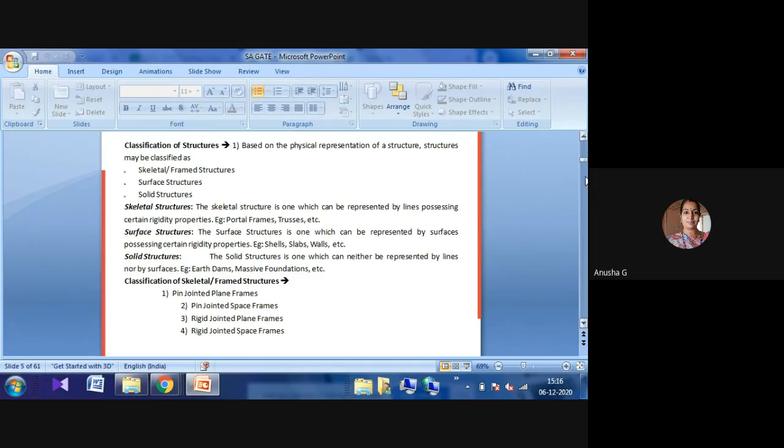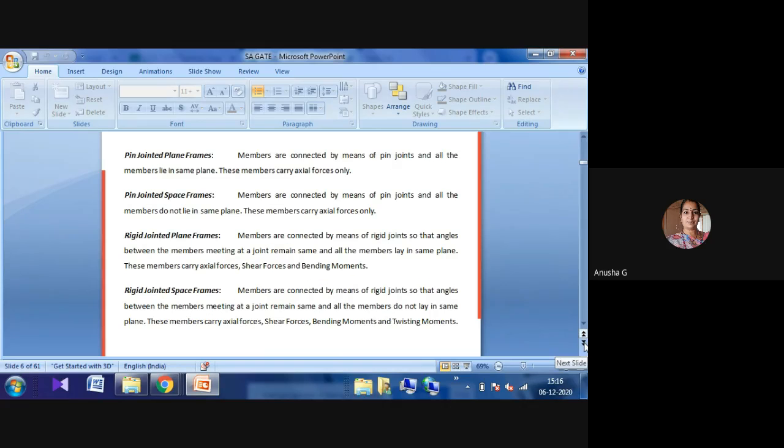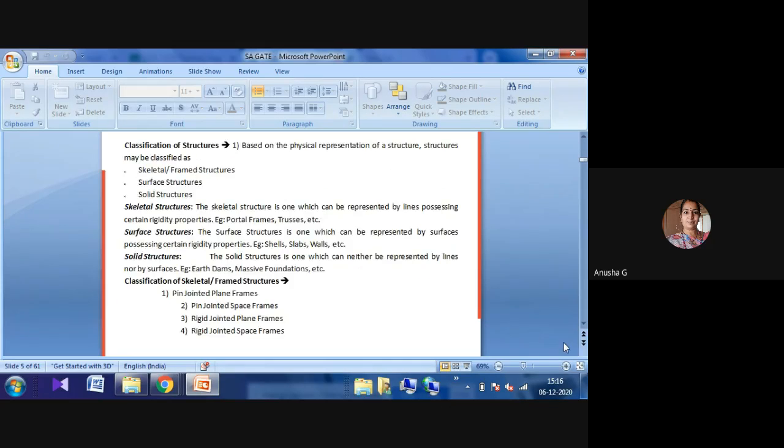Next one is the classification of structures. Based on the physical representation, structures may be classified into three types. The first one is the skeleton, that is, the framed structure or skeletal structure. The second one is the surface structure, and the third one is the solid structure.